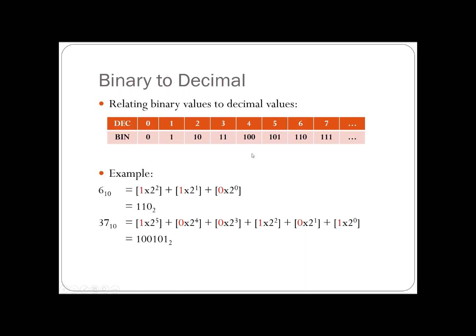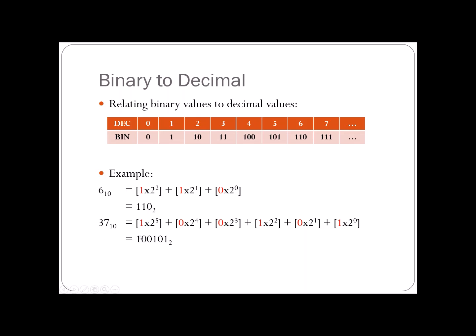If you want to convert 6 in decimal to binary, what will happen? 6 in decimal will be equal to 0 times 2 power of 0 plus 1 times 2 power of 1 plus 1 times 2 power of 2. So it will follow this pattern: 2 power of 0, 2 power of 1, 2 power of 2. That's why 6 in binary number will be equal to 1, 1, 0. Okay.